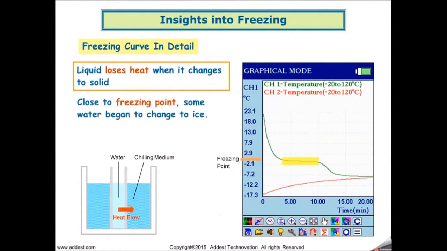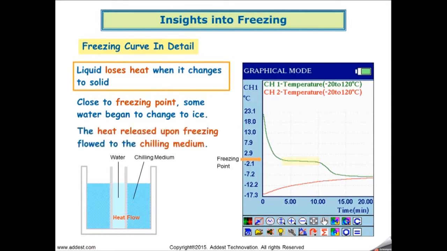We would expect that when the temperature was close to the freezing point, some water began to change to ice, thereby losing heat. The heat released upon freezing then flowed to the chilling medium. Therefore, in spite of the heat flow to the chilling medium, the temperatures of the water and the ice changed very little. This explains why this part of the graph is relatively flat.